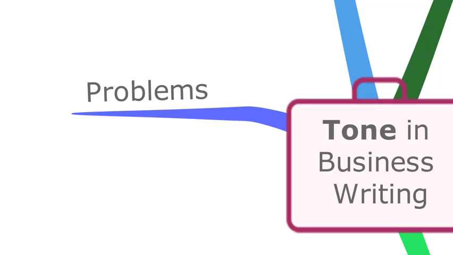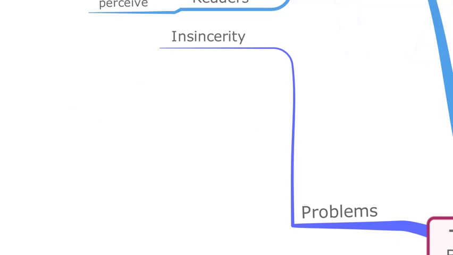So let's get specific. What are the major problems of tone in business writing? The first, and maybe the greatest problem, is insincerity, not saying what you mean, or saying what you don't mean.